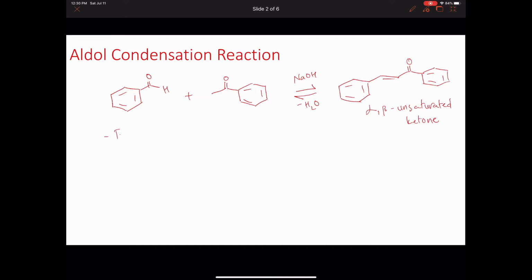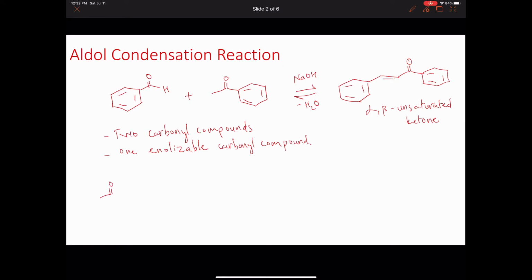So this is the reaction between two carbonyl compounds. We could have the reaction between two aldehydes, or between two ketones, or it could be between one aldehyde and one ketone. Another important feature of this reaction is we need at least one enolizable carbonyl compound. Right? So what is an enolizable carbonyl compound?